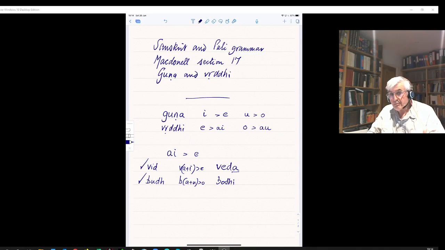We have the bodhi tree in Bodh Gaya. So the bodhi there is our very familiar root bud, past participle Buddha, verbal noun with the guna of that u, so it makes it bodhi.